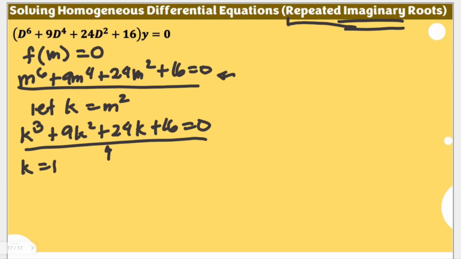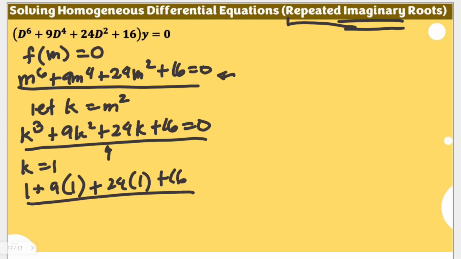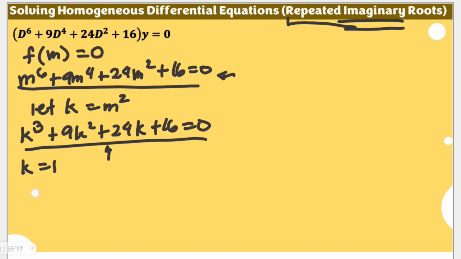Of course, you will try that. You will have 1 cubed is 1, plus 9 times 1 squared is 1, plus 24 times 1, and plus 16. As you can see, they're all positive. Definitely, it will not be equal to 0. So let's try another value. Instead of 2 and instead of fractions, how about we try negative 1?